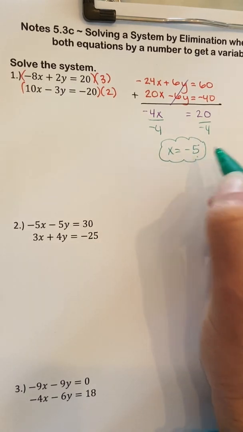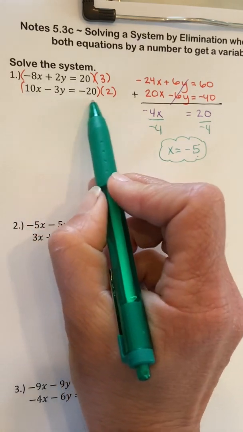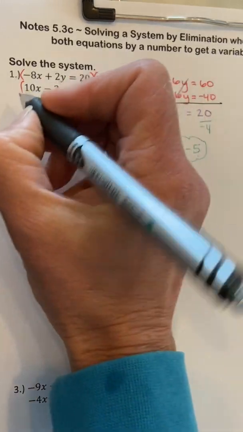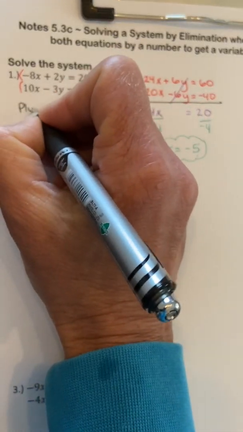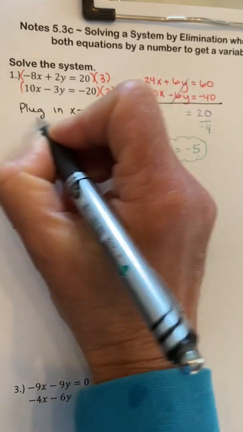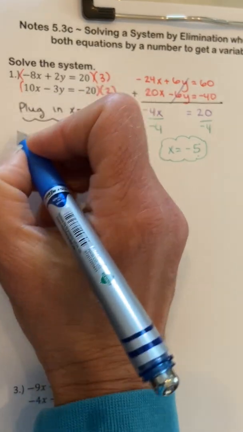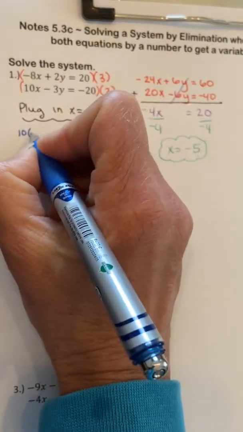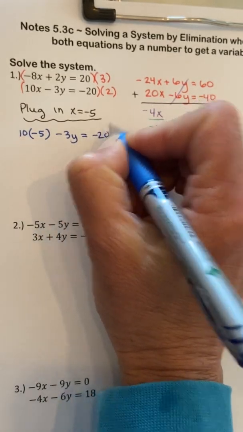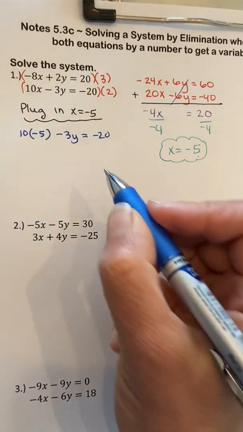Now that I have an answer for x, I can plug it back into either equation. Since I have room right here, I'm going to go ahead and plug it in to my bottom equation to find my answer for y. So let's go ahead and plug in our x of negative 5. And so if I do that, then I'm going to have 10 times negative 5 minus 3y is equal to negative 20. I'm just going to plug it right in to the x into that bottom equation.